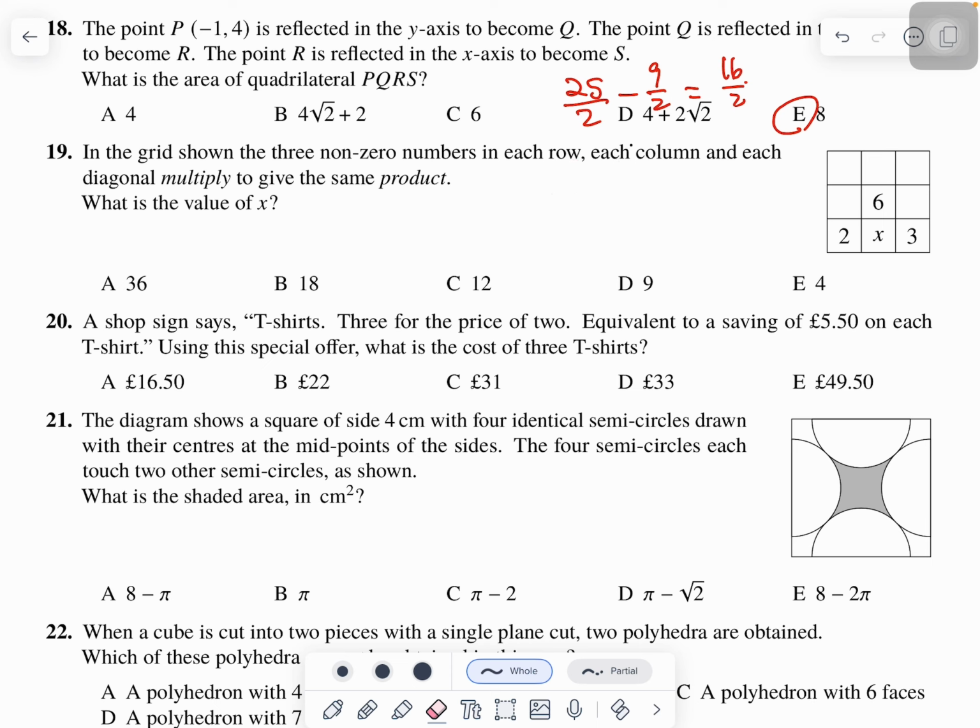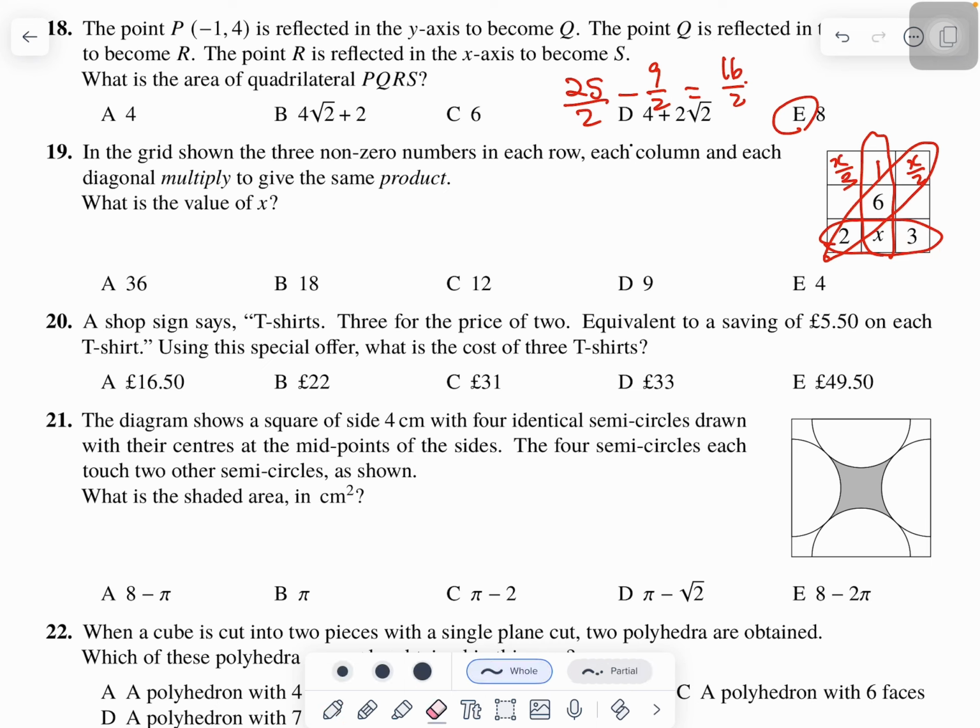non-zero numbers in each row and each column and each diagonal multiply to give the same product. So whatever you multiply, maybe it's the same. Like multiply here 6x, multiply here 6x. Oh, so which means here should be 1. Oh. And this one 6x. So this is x over 2. 6x. X over 6. No, x over 3.